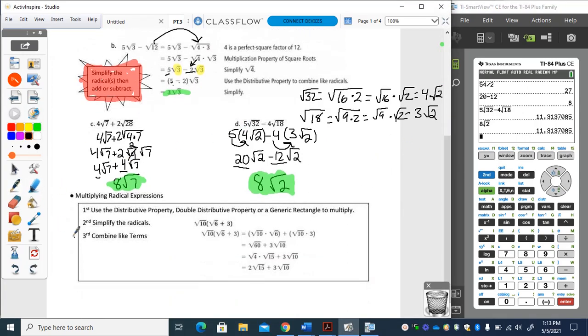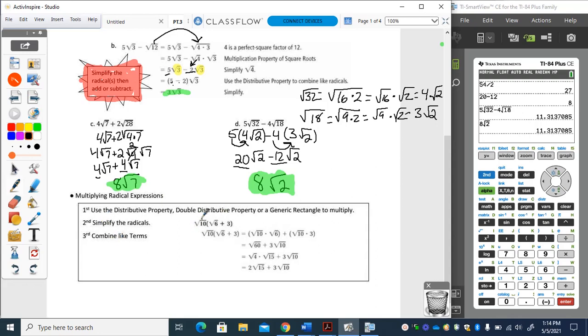All right. Now that we've talked about adding and subtracting radicals, we obviously want to talk about multiplying them. So when it comes to multiplying radicals, we want to use the distributive property, double distributive property or the generic rectangle. We'll get to the double distributive or the generic rectangle when it comes to having binomials. So now we'll want to simplify the radical and then combine terms.